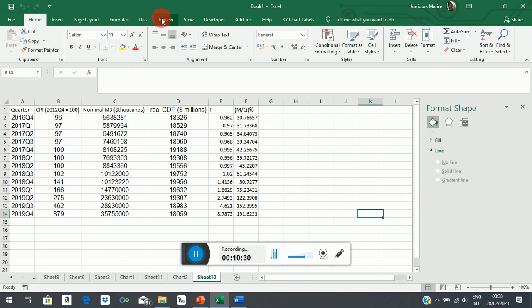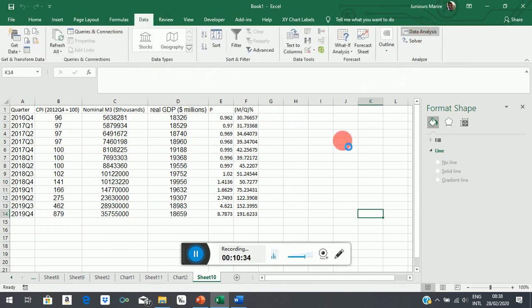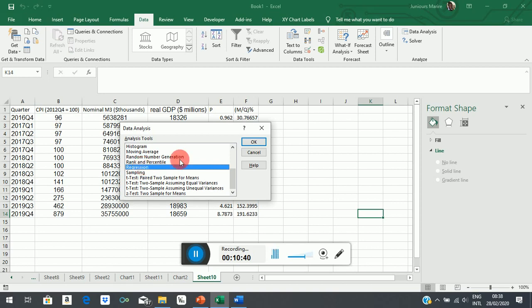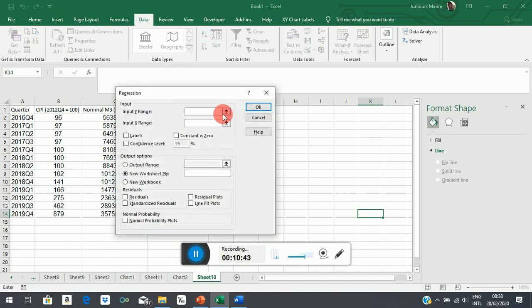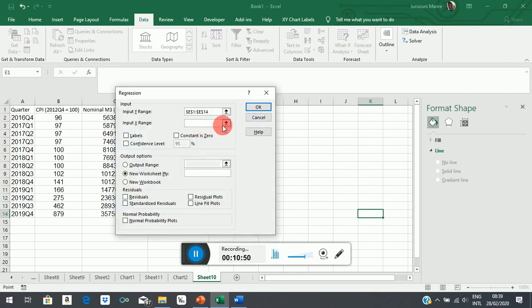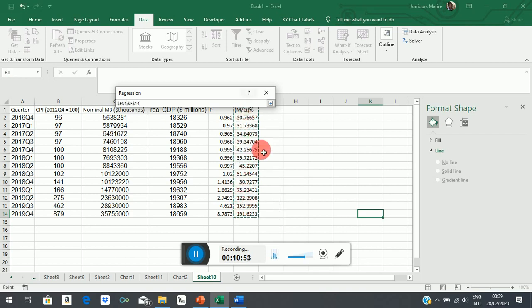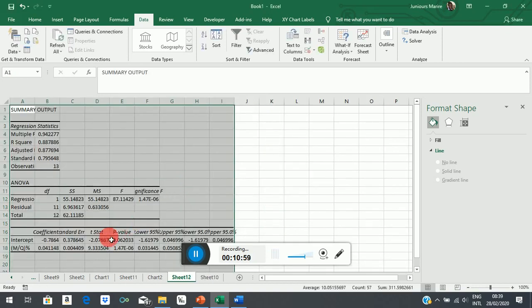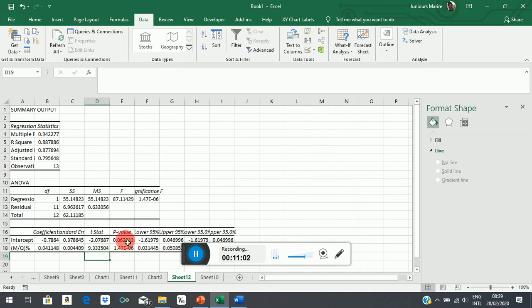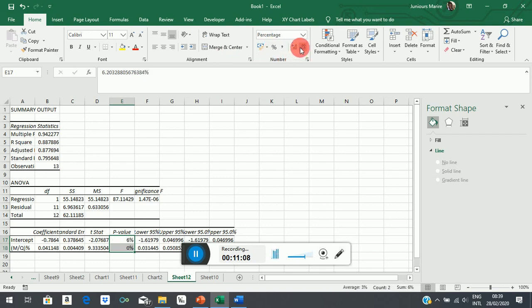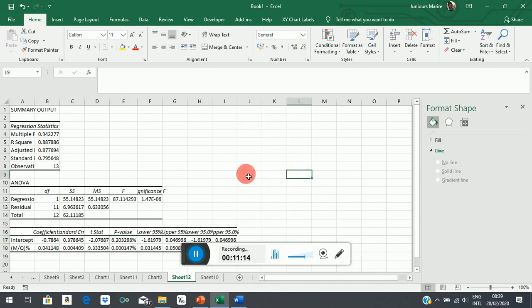let's now estimate our regression. Data analysis. We want a regression here, okay. Let's pick our dependent variable, which is P. Let's pick our X variable, which is this. Labels, okay. This is the output we get. Let's just put those p values into percentage form, so you can see that this is an extremely significant relationship. Okay, right.